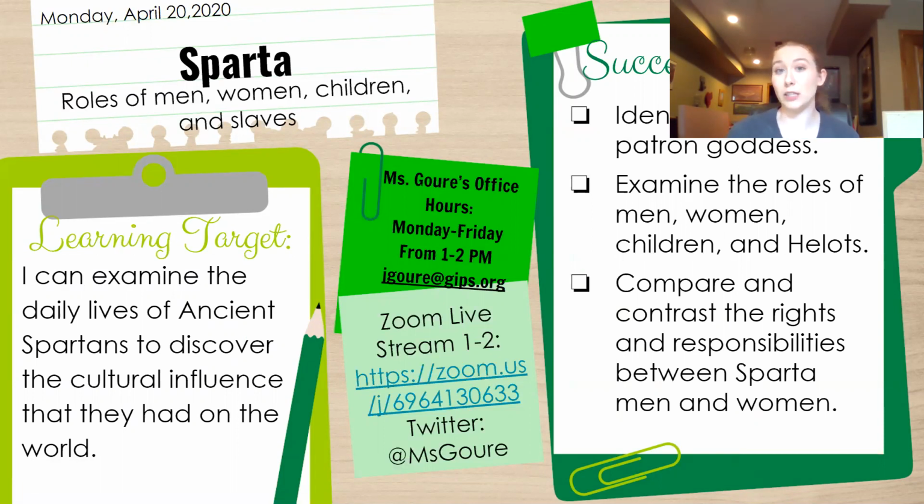We're going to identify the patron goddess of Sparta. We're going to examine the roles of men, women, children, and the Helots, and you'll find out what Helots means. And then we're going to compare and contrast the rights and responsibilities between Sparta men and Sparta women.